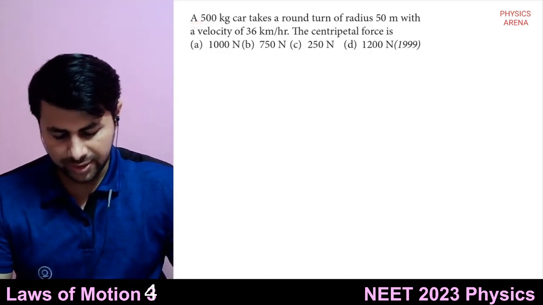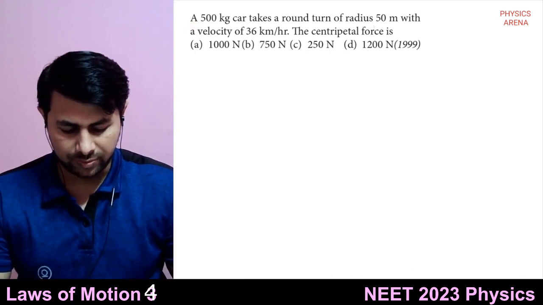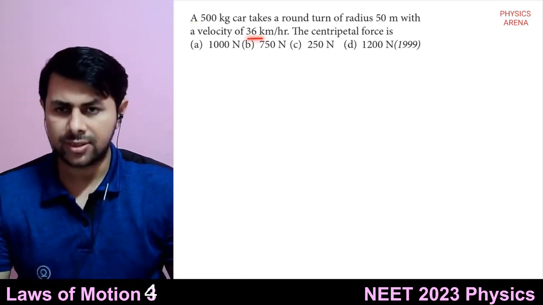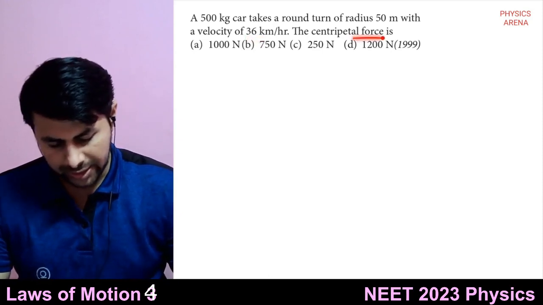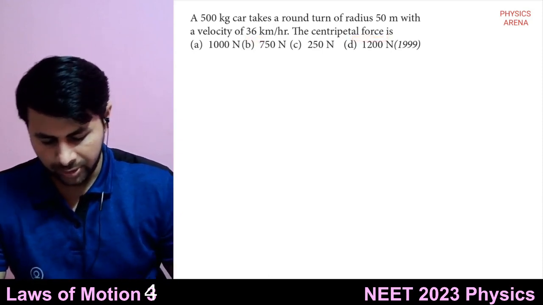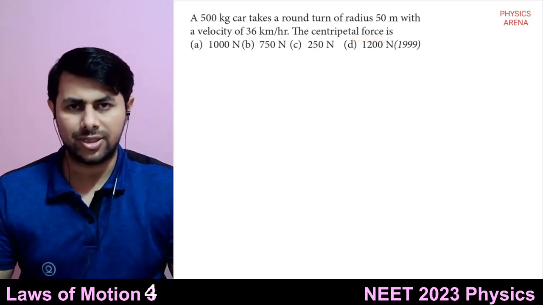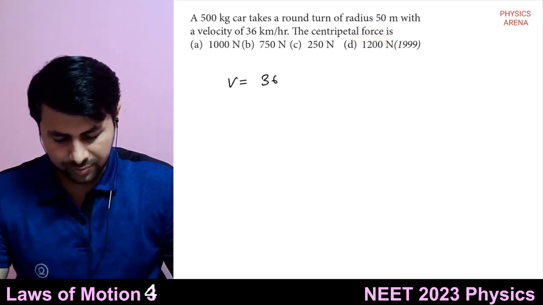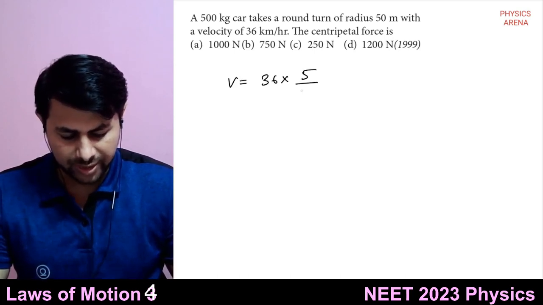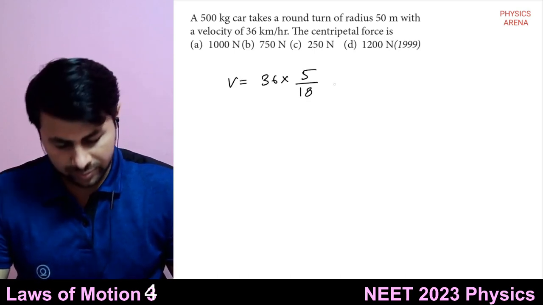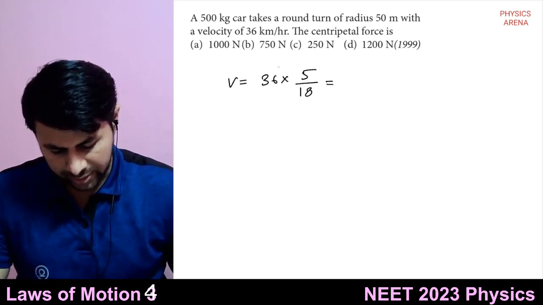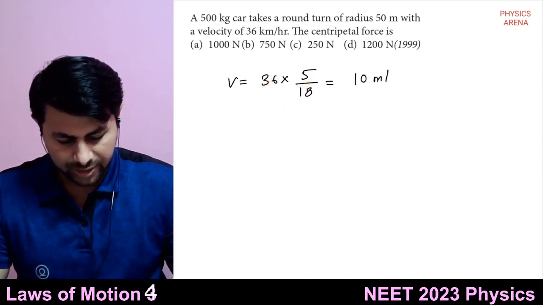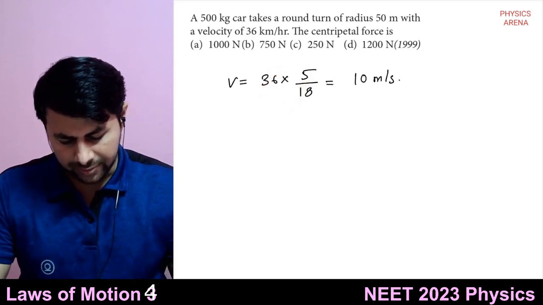A 500 kg car takes a round turn of radius 500 meters with a velocity of 36 kilometers per hour. The centripetal force is? So first of all, convert the velocity to meters per second. Okay, so v is equal to 36 kilometers per hour. We'll multiply it by 5 by 18. So 36 divided by 18 is 2, 2 times 5 is 10. 10 meters per second. Right?